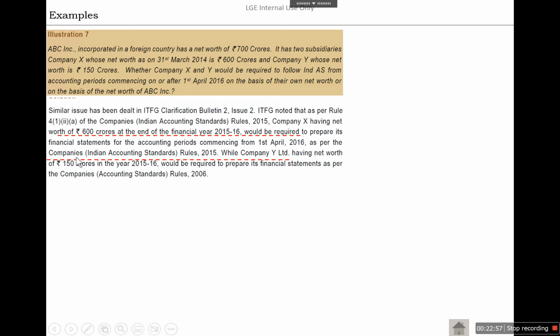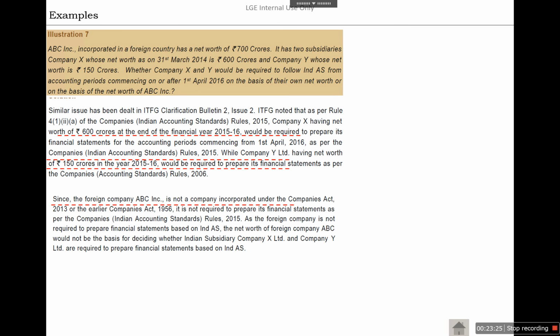So company X, having a net worth of 600 crores at the end of the financial year 2015, will be required to prepare its financial statements since April 2016 as per Ind AS, while Y, having a net worth of 150 crores in 2015, would be required to prepare its financial statements not as per Ind AS but as per accounting standards. Since the foreign company ABC is not a company incorporated under the Companies Act, these rules will not be applicable to it. So it is not required to prepare its financial statements as per Ind AS.